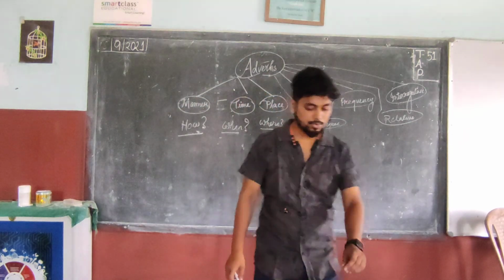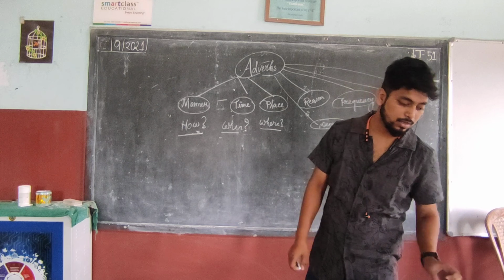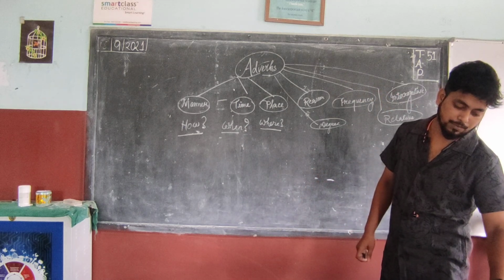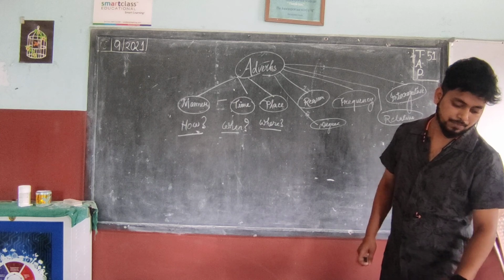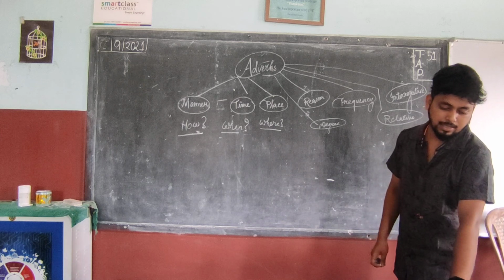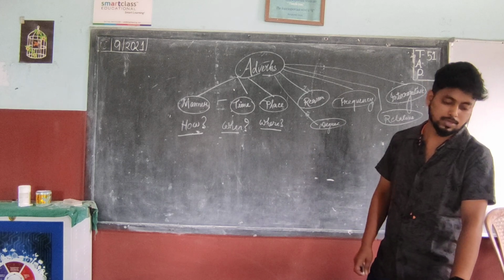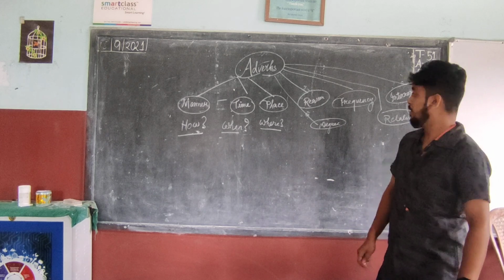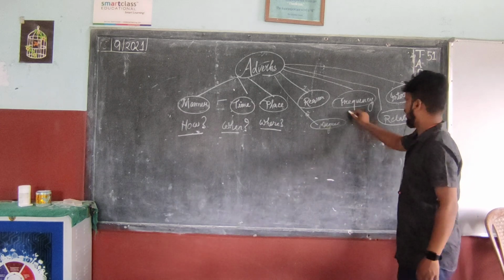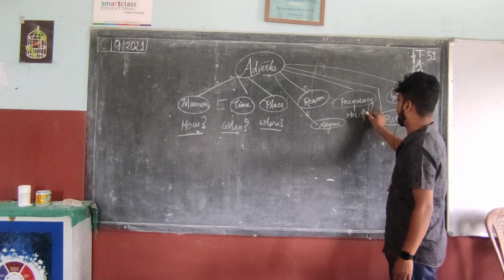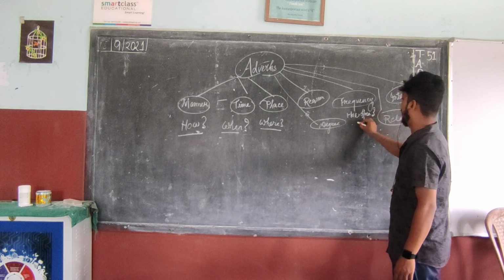Right? Next one is adverb of degree. They indicate the intensity or degree of a verb, adjective, or adverb. See, the runners had nearly completed. How? Nearly, almost. This was the use of this one. Degree. Frequency. How often? Seldom, often. How often?